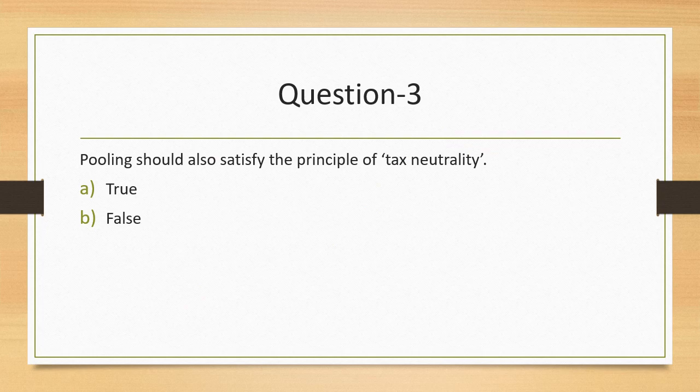Pooling should also satisfy the principle of tax neutrality. What is tax neutrality? What does it mean? See, when you invest as an individual, you get certain tax benefits, right? Like capital gains tax benefit, correct? Just as an example. But when the funds are pooled, what is important is that the same tax benefit should be continued here. Otherwise, if there is a disadvantage in terms of taxation in the pooled fund, investors will not like to be part of pooled fund. So tax neutrality basically talks about that aspect, right? So definitely there has to be a tax neutrality, and that's why the answer is true.